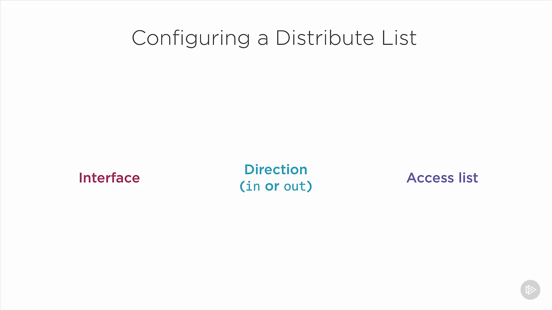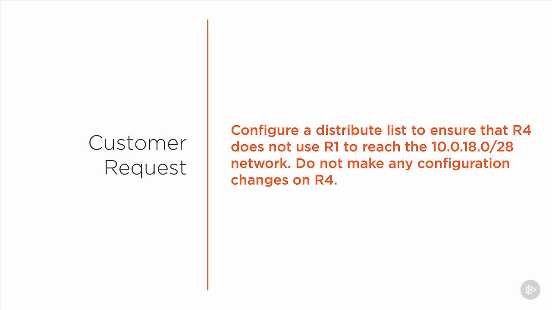There are three main elements to configuring a distribute list: the interface the distribute list is applied on, the direction of updates, either inbound or outbound, and an access list that specifies which routes are permitted and which are denied. So let's take a look at our next customer request. Configure a distribute list to ensure that R4 does not use R1 to reach the 10.0.18.0/28 network. Do not make any configuration changes on R4.